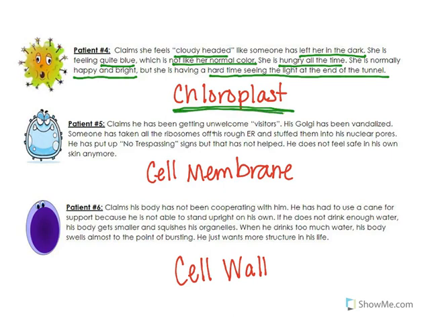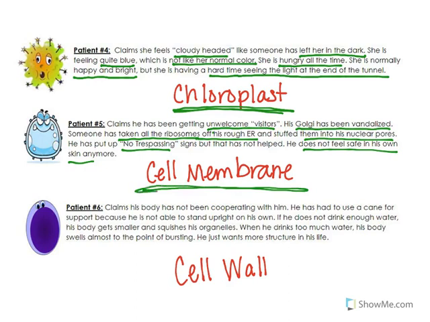Patient 5, unwelcome visitors. Golgi has been vandalized, taken all the ribosomes off of his rough ER, stuffed them in the nuclear pore, put up a no trespassing sign, and does not feel safe in his own skin. The gatekeeper, what allows things in and out, is your cell membrane.